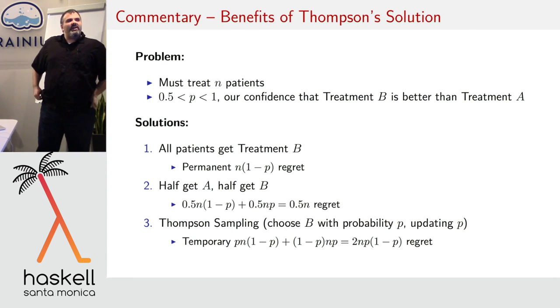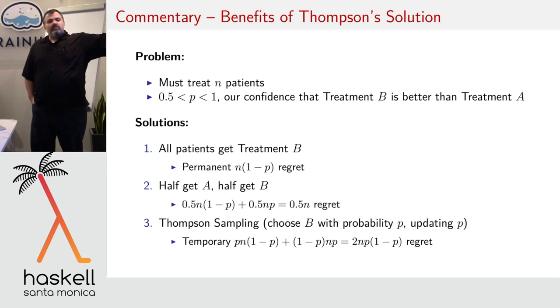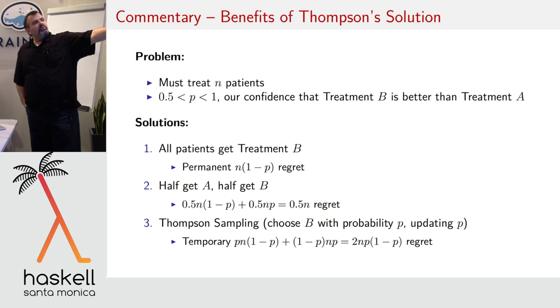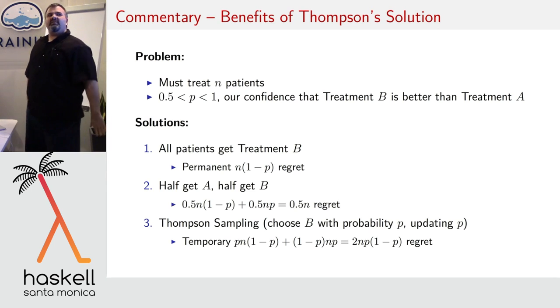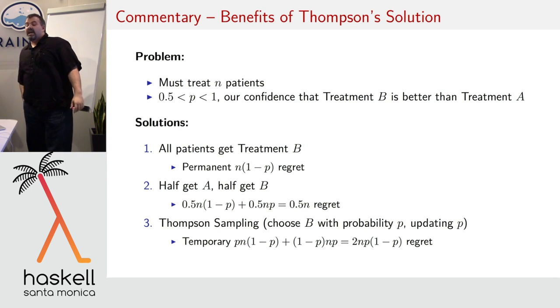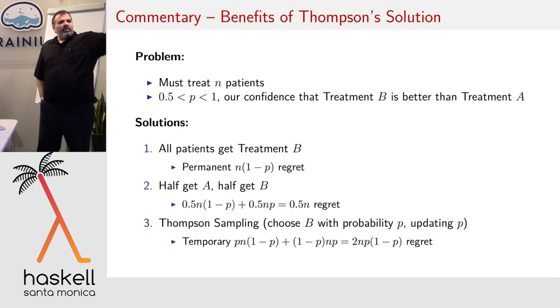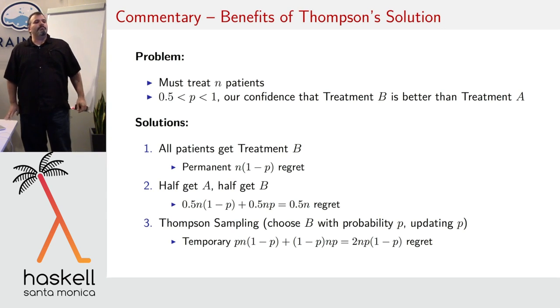Okay, now a little bit of my commentary based on Thompson's words. So just kind of explaining a little bit, reminding ourselves of the problem. Say we must treat n patients, and we have a number p between 0.5 and 1, which is our confidence that B is a better treatment than A. Below, number 3 is Thompson's method of choosing which patients get which treatment. Number 1 and number 2 are the ones we looked at before.